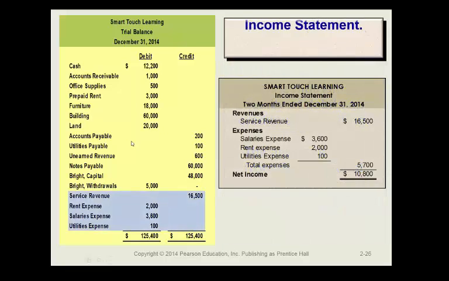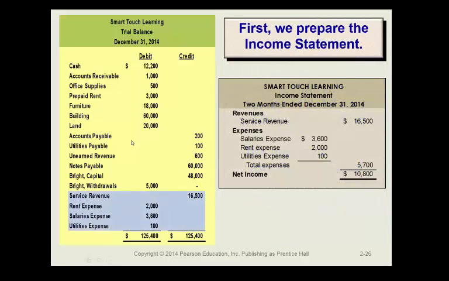If you'll remember from the first chapter, when we prepare the financial statements, we prepare the income statement first. Everything flows from one statement to the next, so we have to prepare the income statement first. And you'll see that those accounts are grouped together here at the bottom of our trial balance, okay?